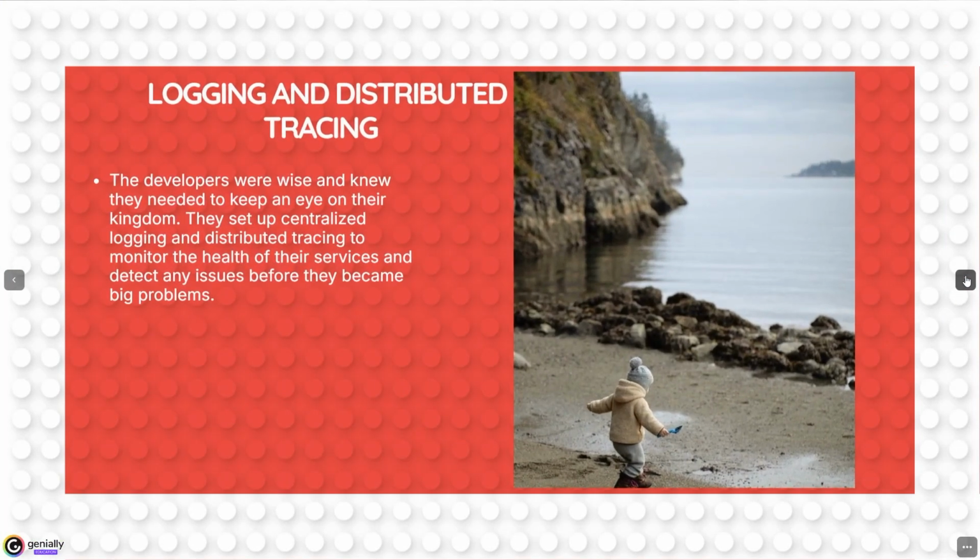The developers were wise and knew they needed to keep an eye on their kingdom. They set up centralized logging and distributed tracing to monitor the health of their services and detect any issues before they became big problems.